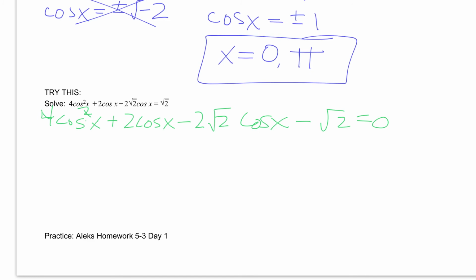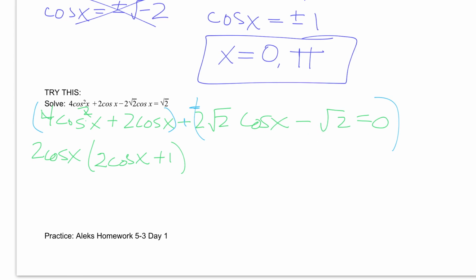So I'm going to group the first two together, and I'm going to group the second two together, remembering that this 2 is really a negative if I change that to a plus. And then what I can do is I can factor out of both of these. So in this first set of parentheses, I can take out a 2 cosine x. And that leaves me with 2 cosine x plus 1. And then in the second one, I'm going to factor out a negative from both of these.